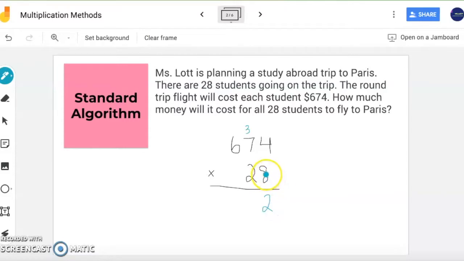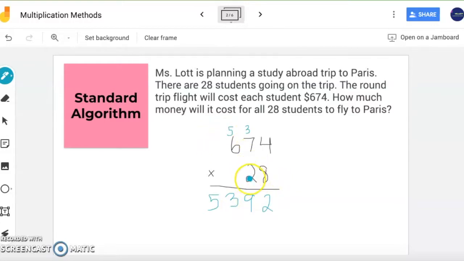Now I'm going to do 8 times 7, which is 56, but I can't forget about this 3 on top. 56 plus 3 is 59. Notice I'm carrying my 5 and my 9 goes in my tens place. Now I have 8 times 6, which is 48, and 48 plus 5 is 53. So this is the first part of my problem. This is my partial product here from the digit in my ones place.